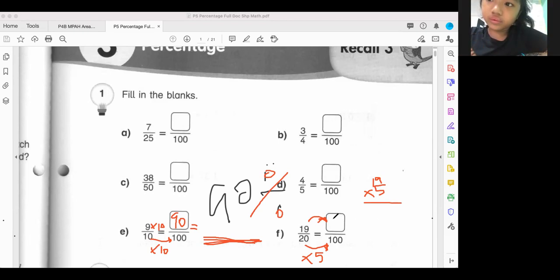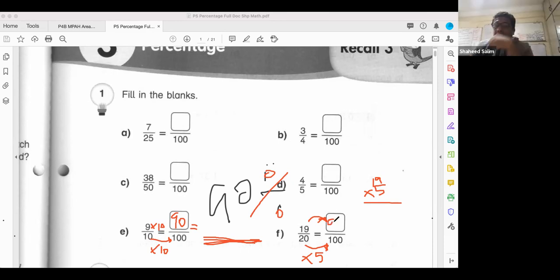85. How much? 85. 95. See, 9 times 5, 45. 1 times 5, 5. Plus 4, 9. 95. Okay, if you don't believe, later you can use your calculator. So this one we write 95%. Are we okay now? We're okay.